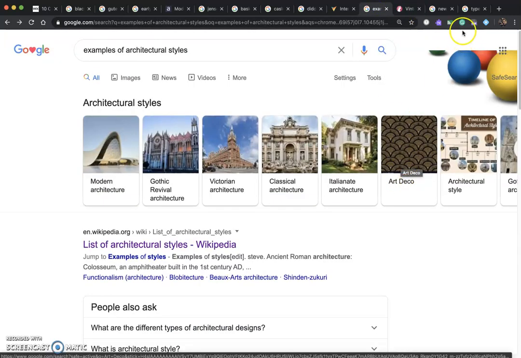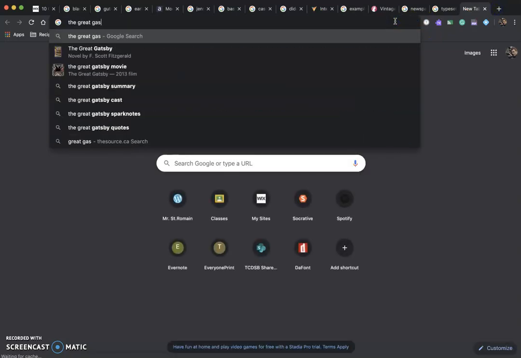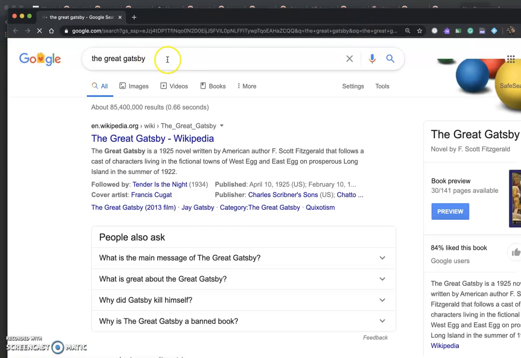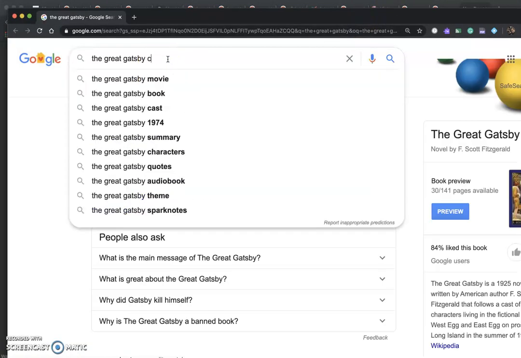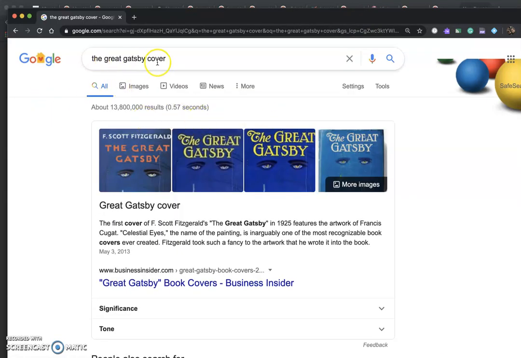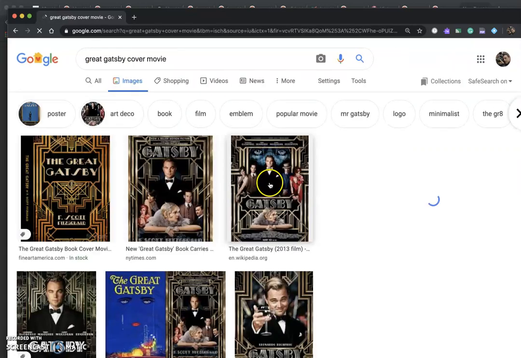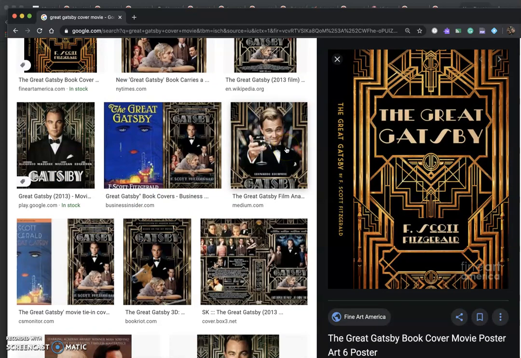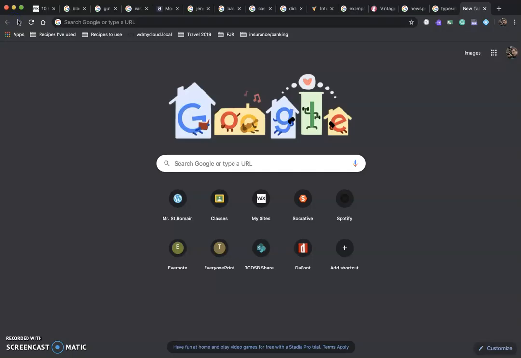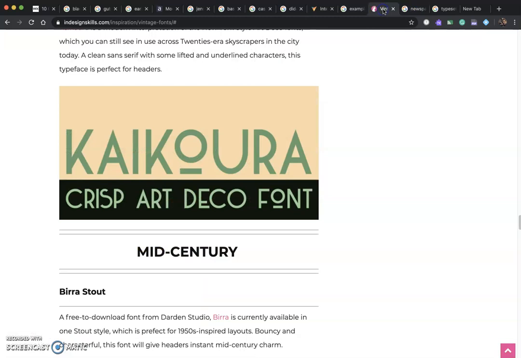You might see movie posters like The Great Gatsby, which was set in, if I can get The Great Gatsby book cover, or maybe just the movie cover. Okay, so this is a very classic example of that style, right? Art Deco. Okay, and so this is an Art Deco font, this sort of design that we're seeing here. Very good example of that. Okay, so where were we? We were talking about the fact that type followed these styles.